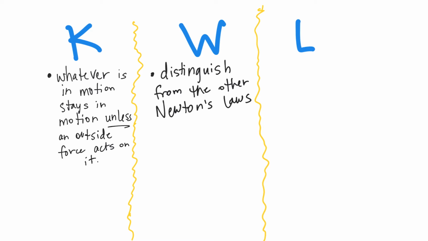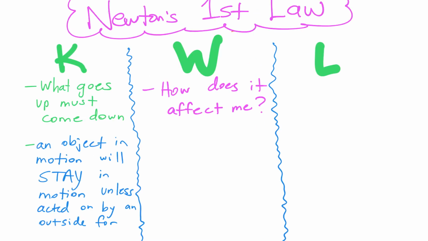So at the end of about slide 10 or 11, you will come and write in this column what you have learned. In another class in Newton's First Law, KWL, one student said, what goes up must come down. An object in motion will stay in motion unless acted on by an outside force. I didn't get finished writing that. And the W was, how does it affect me?